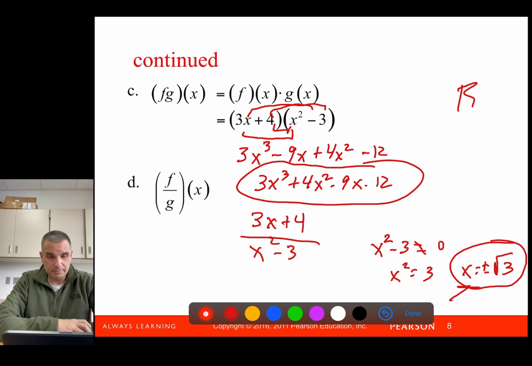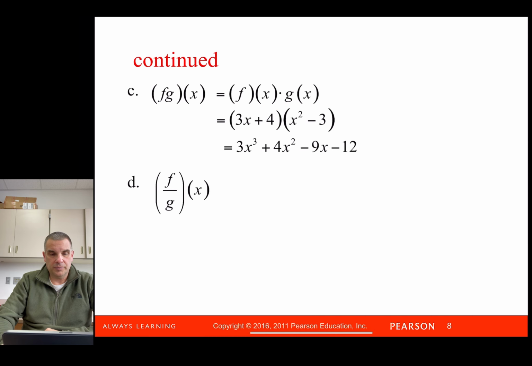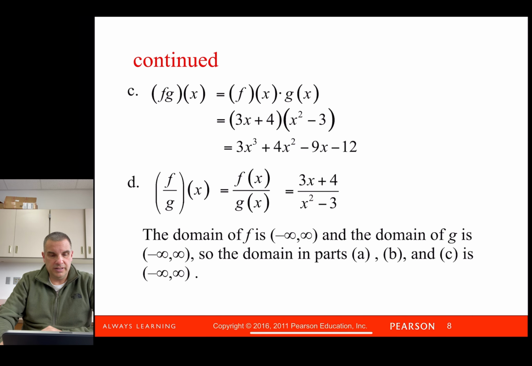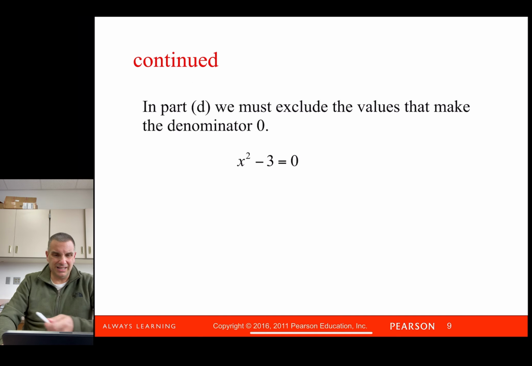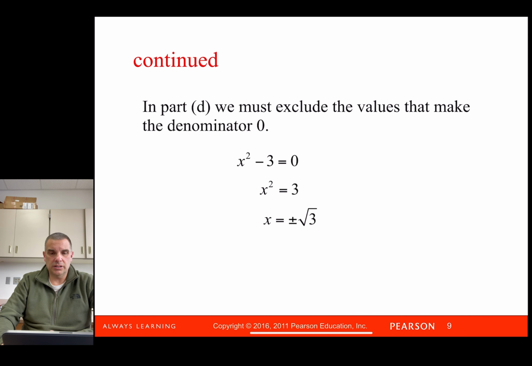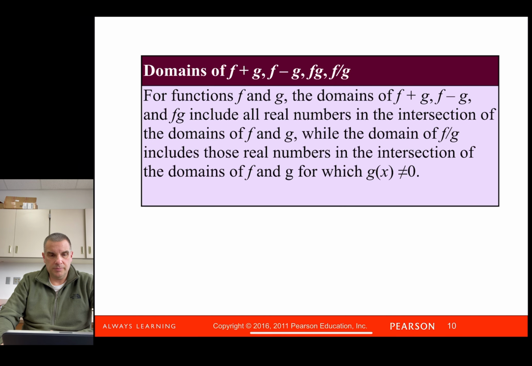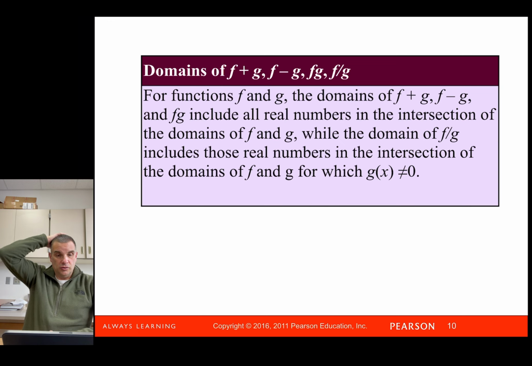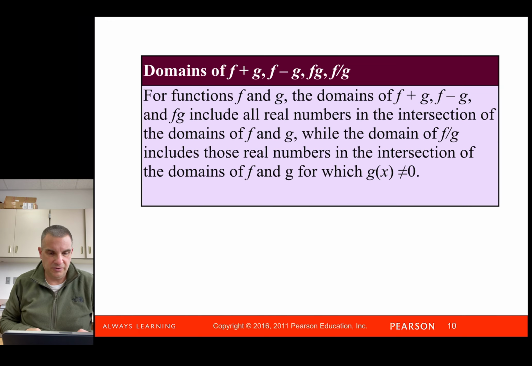But again, just setting them up like we did. Okay? And they'll give the domain for that one. Okay? And again, we excluded that one, so that's what should be excluded within there. Okay. So the domains. For all functions f and g, the domains of f plus g and f minus g and f times g include all real numbers in the intersections of the domains of f and g, while the domain of f divided by g includes those real numbers in the intersection of the domains of f and g for which g of x does not equal 0.